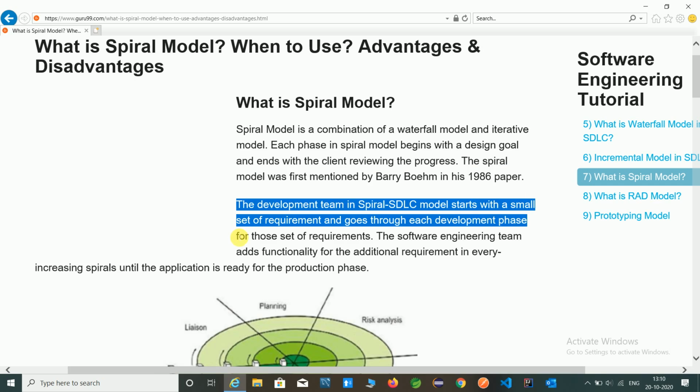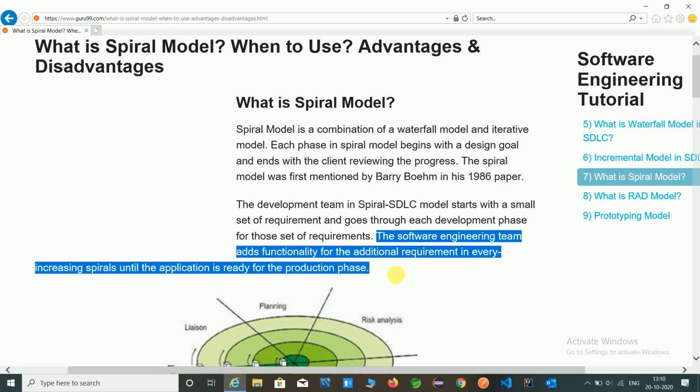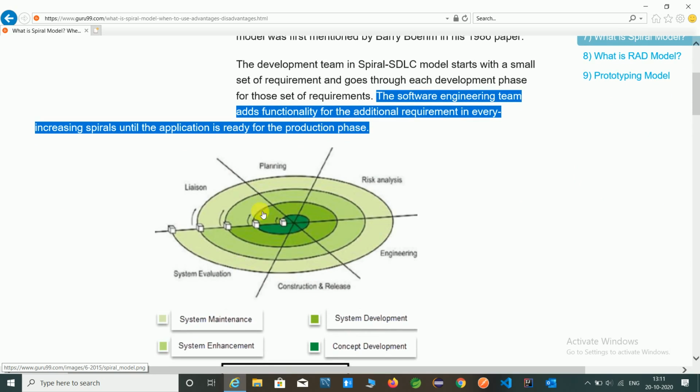The development team in the spiral SDLC model starts with a small set of requirements and goes through each development phase for those requirements. In the spiral model, we can start with a small requirement and develop the project. The software engineering teams add functionality for the additional requirements in every increasing spiral until the application is ready for the production phase.